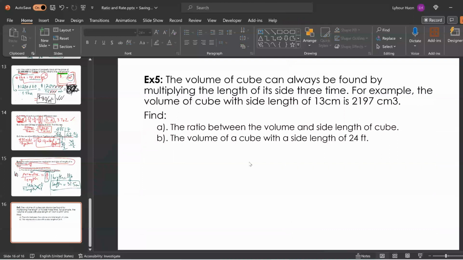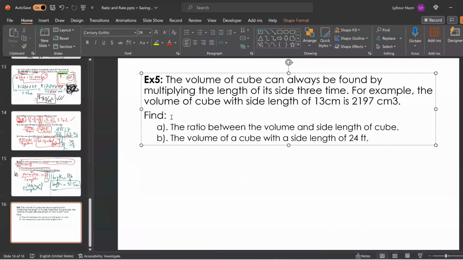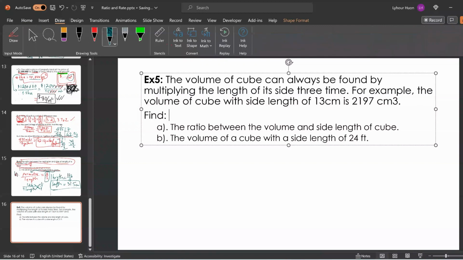This is quite similar to exercise number 4. The volume of a cube can always be found by multiplying the length of its side three times. Okay, I'm going to draw cubes here. The side length of the cube is 24.